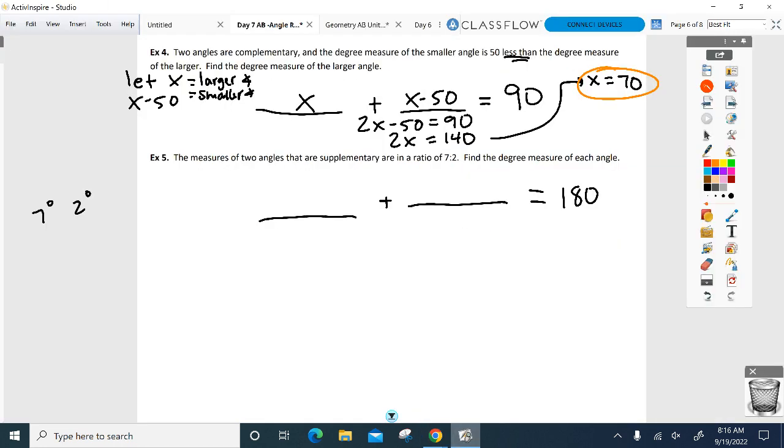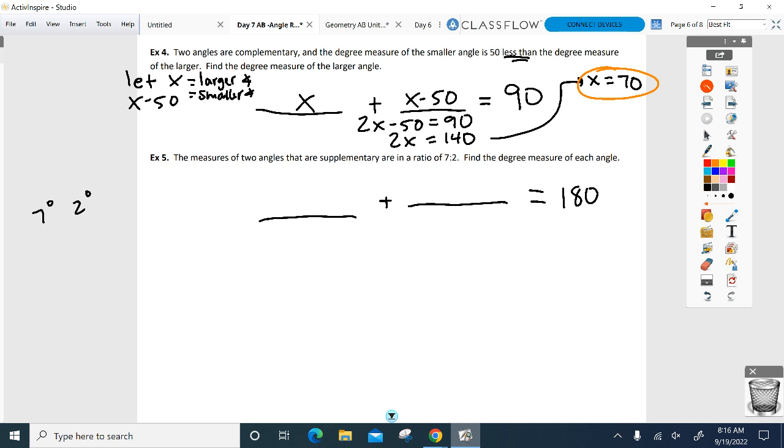They have to add to what? 180. What's supplementary mean? Two angles that add up to 180. Okay, look back in your notes because I'm not going back and forth with this 180, 90 stuff. Supplementary, two angles that add to 180. 7 and 2 don't add to 180.